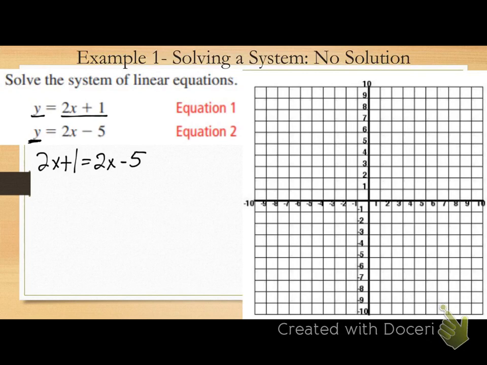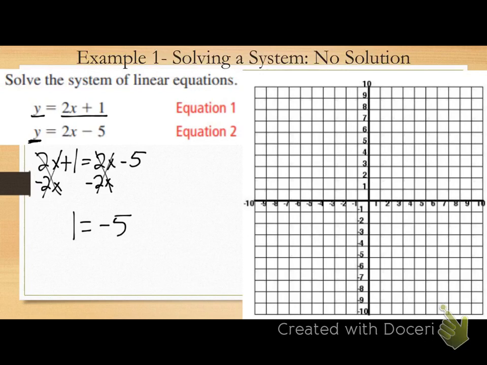Now we've got an equation with just x's in it. So I'm going to try to solve my equation for x, try to get x by itself. What would be my first step to do that? Subtract 2x from both sides. What happens? They cancel completely out. My x's are gone. What's left on the left-hand side of the equation? 1. What's left on the right side? Negative 5. So, sometimes when we're solving a system of equations, our variables will cancel completely out, and we're not left with any variables.